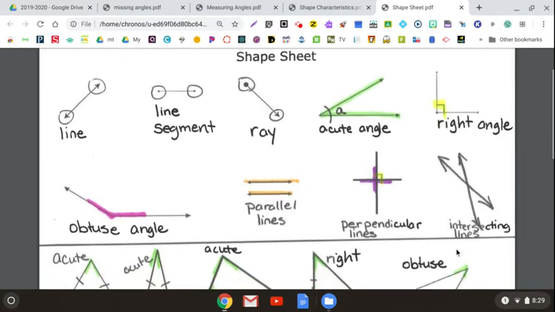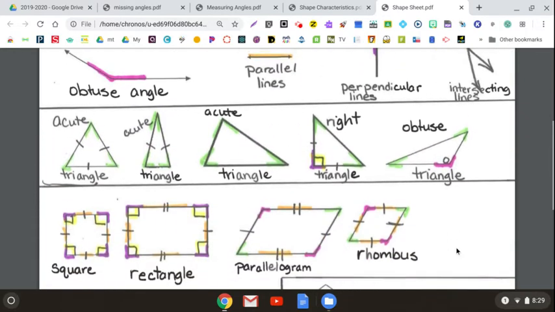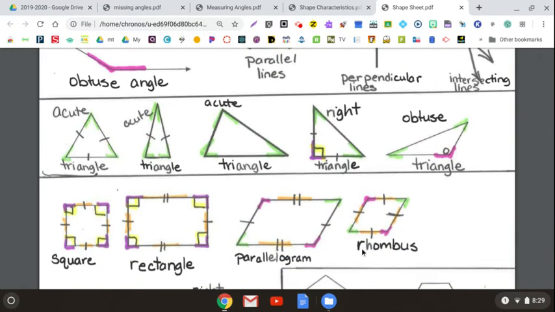So after we talked about lines and angles, we talked about triangles. And this year in fourth grade, you just have to know that you have acute triangles. That's these first three right here that have all acute angles. Notice all of the little green angles. Okay, so they're all very small.